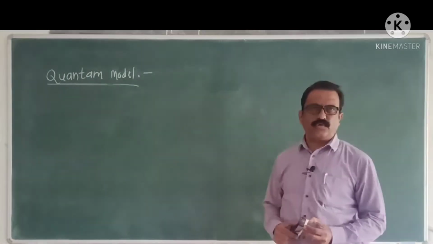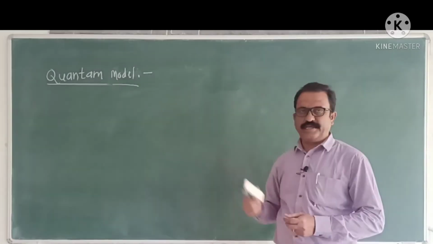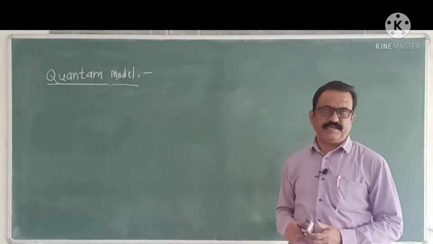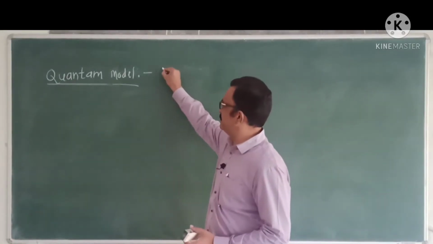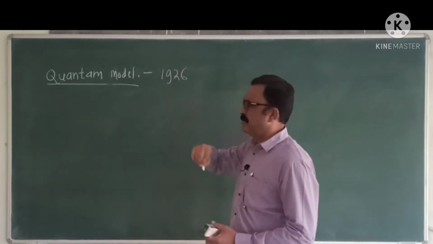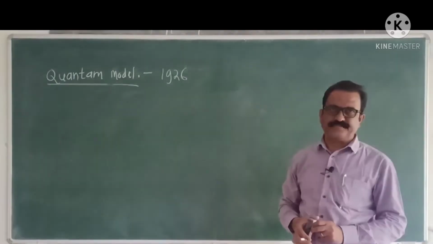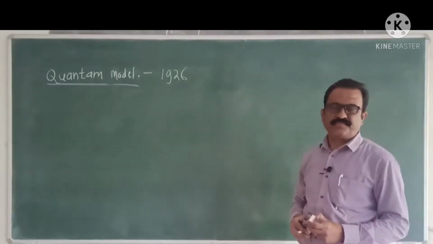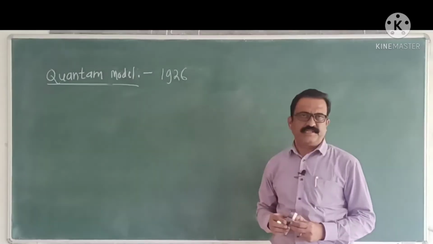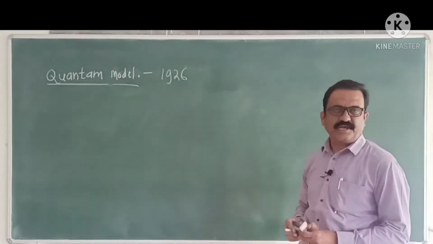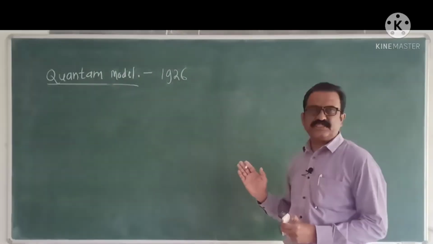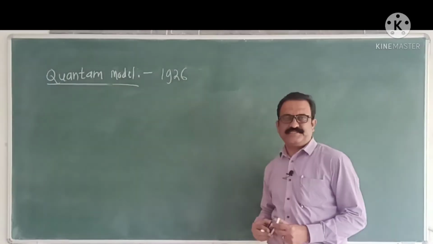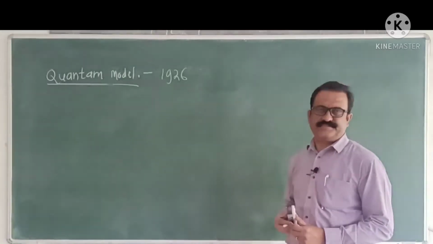Today we are going to learn about the quantum model and an explanation of the various quantum numbers. In 1926, a new branch of science, quantum mechanics, was introduced by two scientists, Heisenberg and Schrödinger. These two scientists introduced quantum mechanics, or quantum mechanical science.